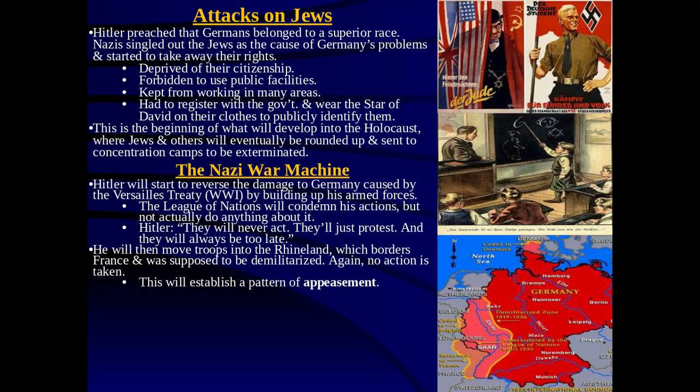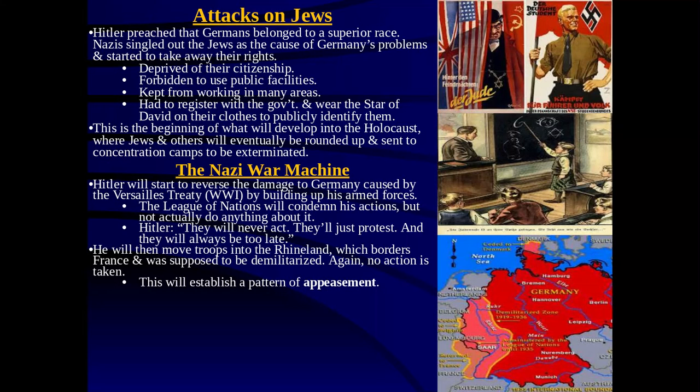Reversing all of the previous decisions that were made under the Treaty of Versailles, ignoring the League of Nations, and without anybody really wanting to go to war, the rest of Europe and the rest of the world, they're still feeling the effects of World War I. And so nobody wants to fight. And so when Germany starts violating these actions, no other country steps in to tell them to stop. The League of Nations is toothless in being able to enforce its policies.